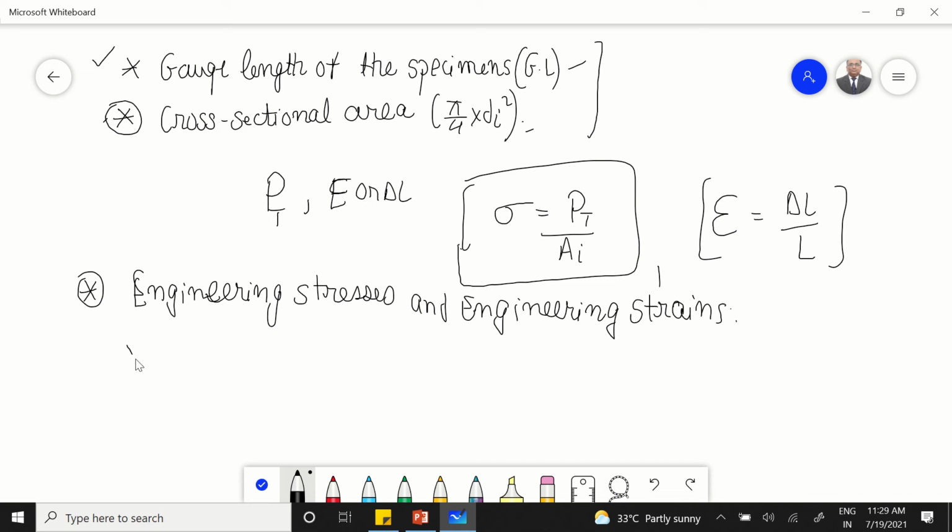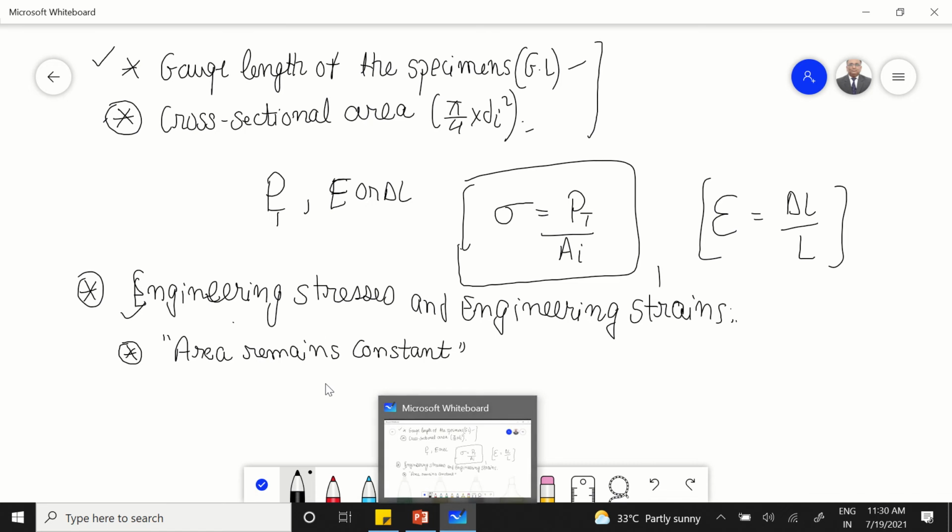Because in the tensile test, there is one basic assumption: the area remains constant throughout the test. But practically we will see this is not applicable; it is just a basic assumption. So the measurement of stress on the basis of initial area we call engineering stress, and the strain measure on the basis of initial gauge length we call engineering strain. Most of the conventional stress strain diagrams for different materials are based on engineering stress and engineering strain.